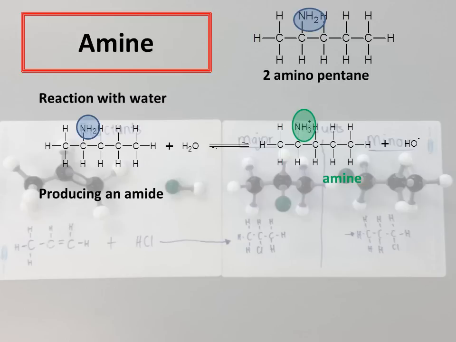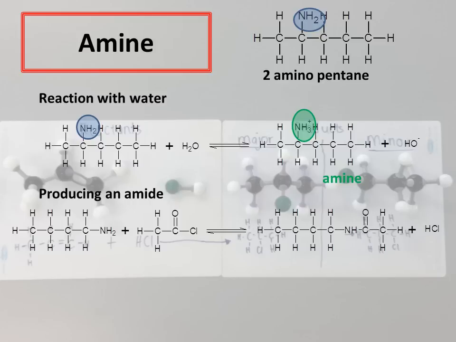Producing an amide. We can take an amine and make an amide from that. How do we do that? We've got the amine functional group here. To make an amide, we can react it with what's called an acid chloride. The acid chloride is a really reactive functional group. It's going to join to the nitrogen here, and the chlorine from here and a hydrogen from here are going to come off and make HCl over here.